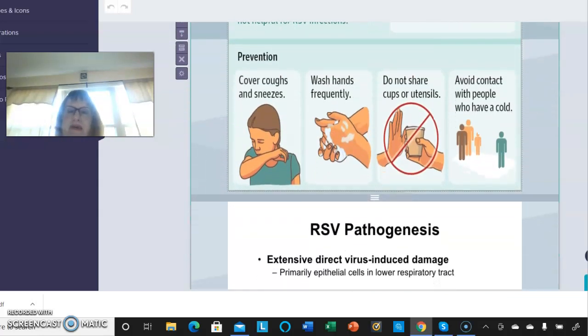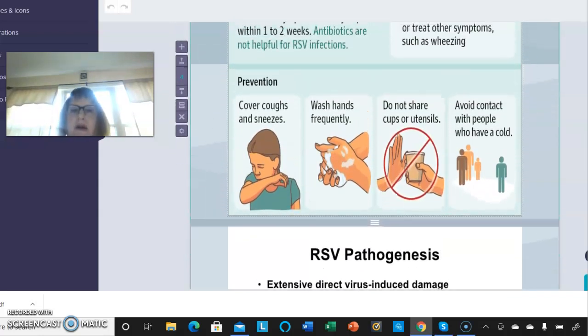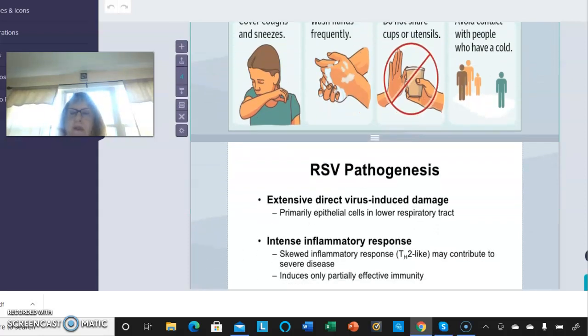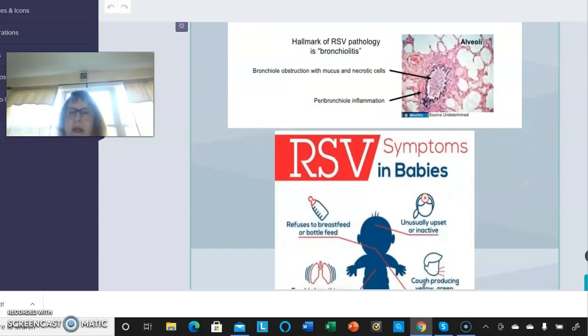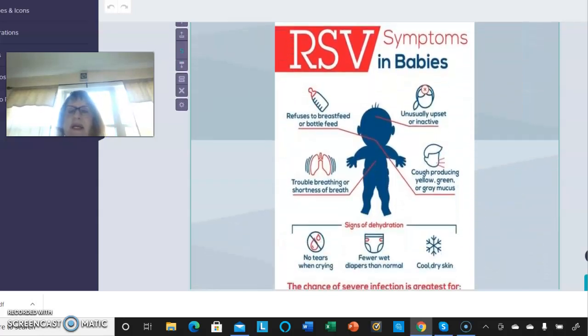The prevention of RSV is covering your coughs and sneezes, washing hands frequently, not sharing cups or utensils, and avoiding contact with people who have a cold. As I said previously, RSV is caused by a virus. Some RSV symptoms in babies: babies may refuse to breastfeed or bottle feed. They're usually upset or inactive. They have trouble breathing or shortness of breath.